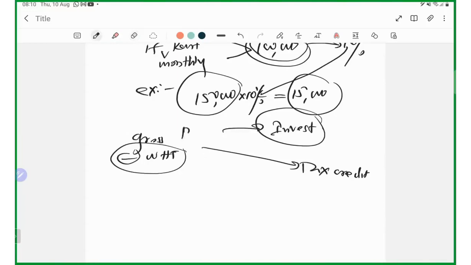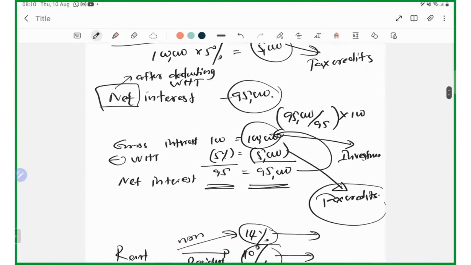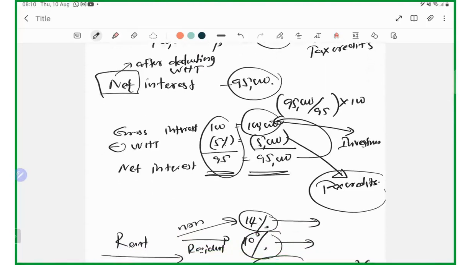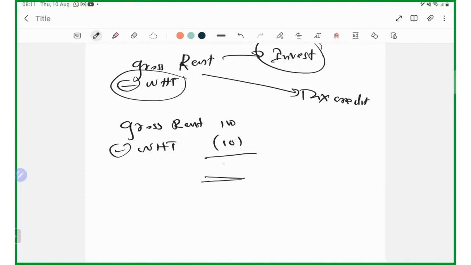The net rent into the gross rent, by the way, following how we convert net interest into gross interest here. We cannot divide by 95, because the withholding tax applied to this gross rental is 10%. So if the gross rental is 100, the withholding tax should be 10%, then your net rent will be 90. So you have to keep in mind the withholding tax.